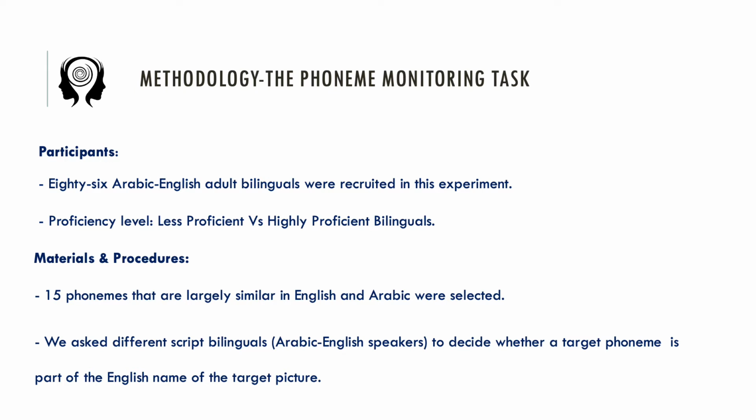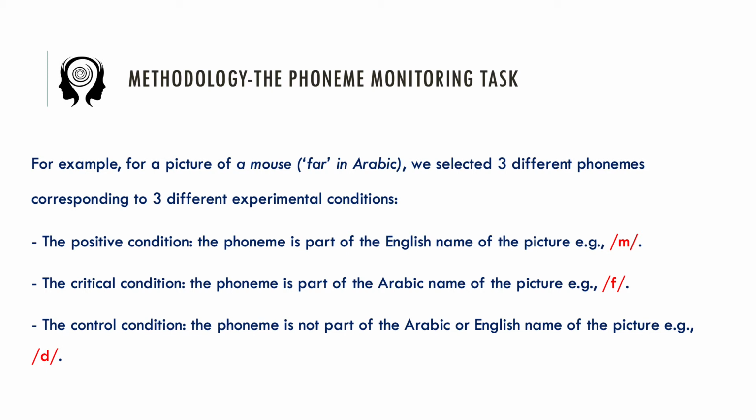And then for the phoneme monitoring task, we asked the bilinguals to focus on a screen and decide whether the presented target phoneme is part of the English name of the target picture or not. Let's take, for example, the word mouse. Mouse in Arabic is far. So we will present a phoneme at the beginning. The first slide is for the presentation of the phoneme. This is replaced by the picture of a mouse.